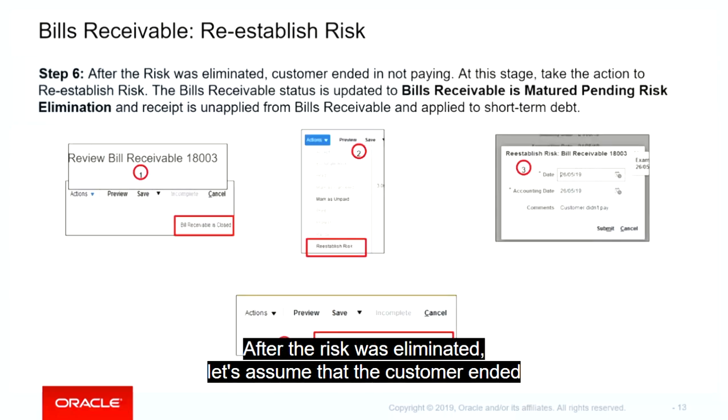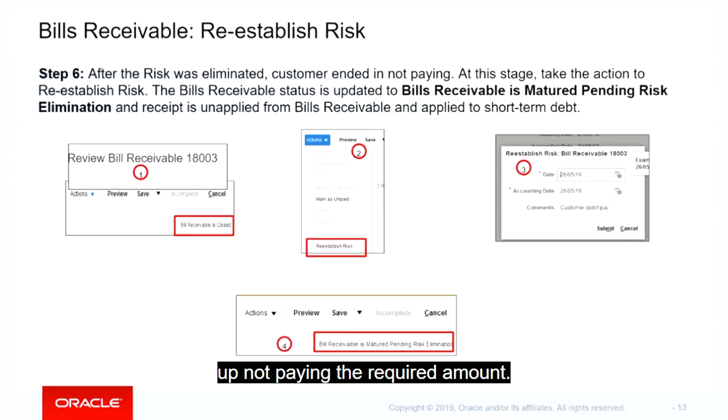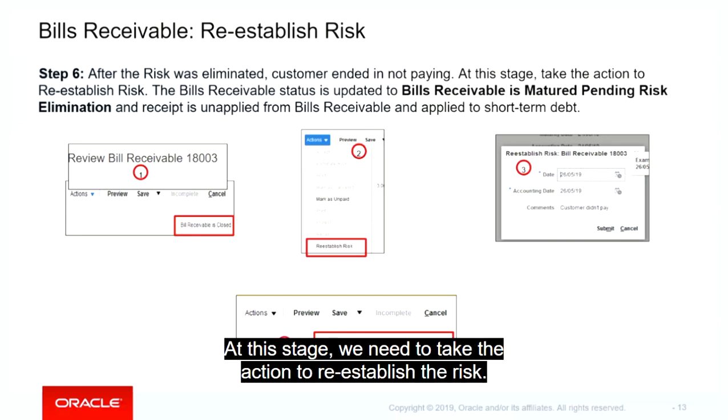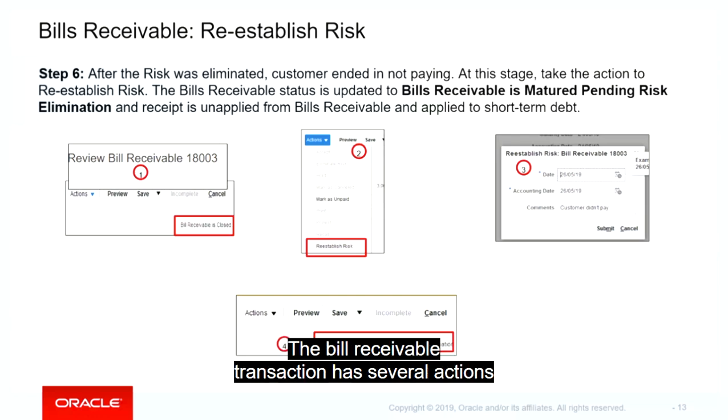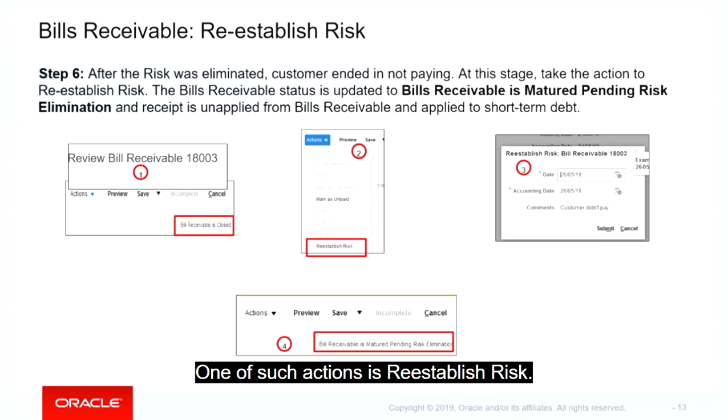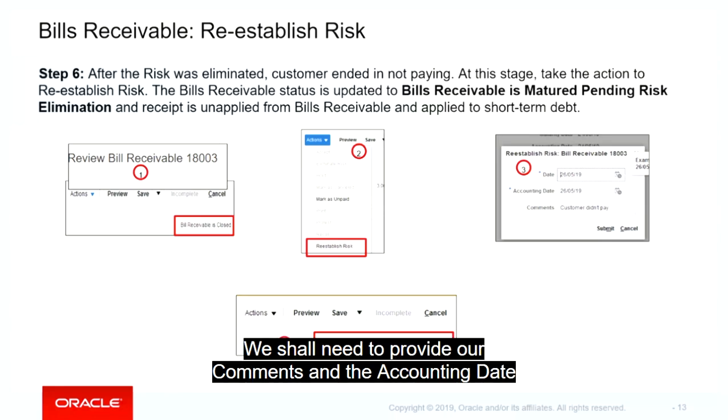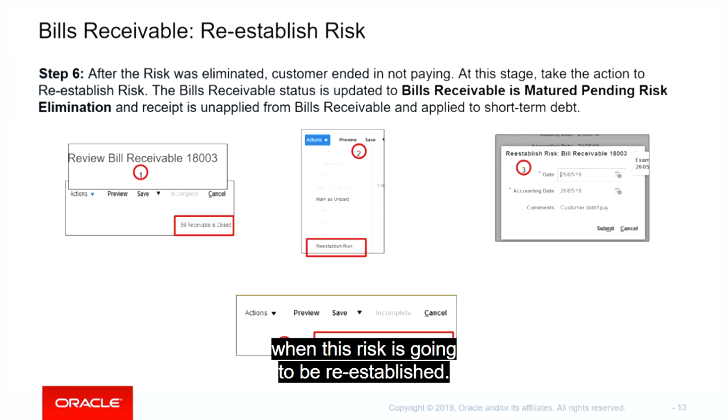After the risk was eliminated, let's assume that the customer ended up in not paying the required amount. At this stage, we need to take the action to re-establish the risk. The bills receivable transaction has several actions enabled after the risk was eliminated previously. One of such actions is re-establish the risk. We shall need to provide our comments and the accounting date when this risk is going to be re-established.